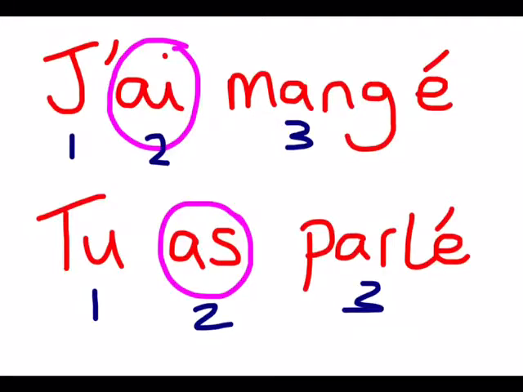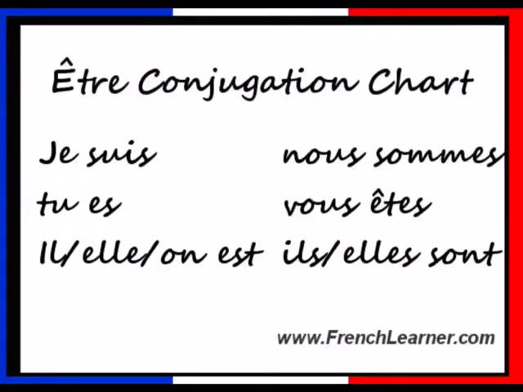And you can see the 1, 2, 3 system really clearly. The 1 showing the subject, the 2 showing the auxiliary, in this case with avoir, and the 3rd showing the past participle. However, there are a group of verbs which form the past tense with être rather than with avoir. This means that you have to change the word in the second position. So instead of j'ai, you would have to say je suis plus past participle. Instead of tu as, you would have to say tu es, you are, plus past participle, and so on.